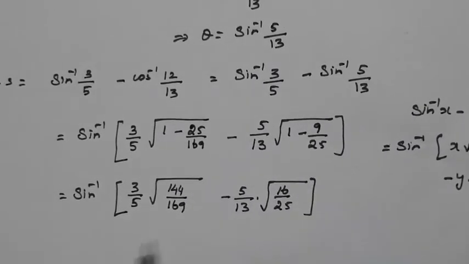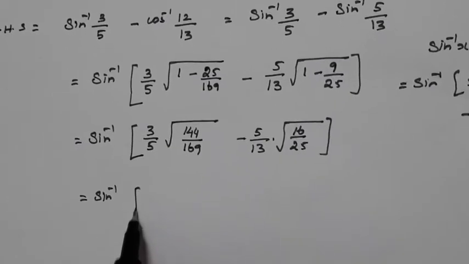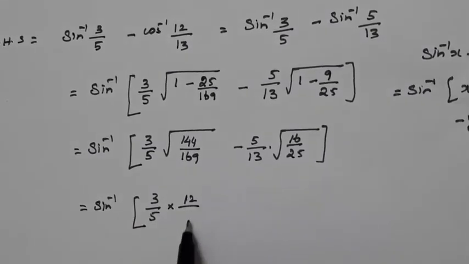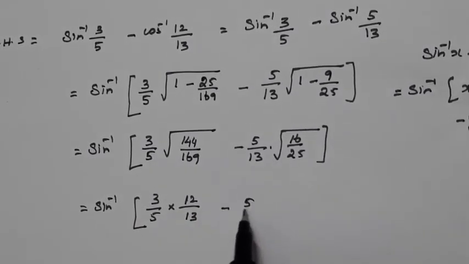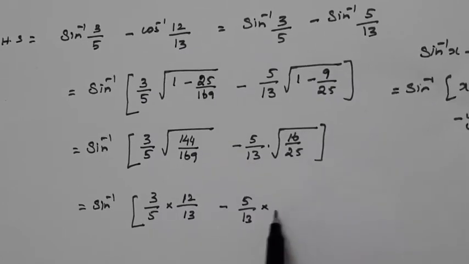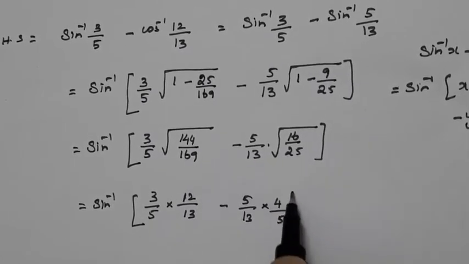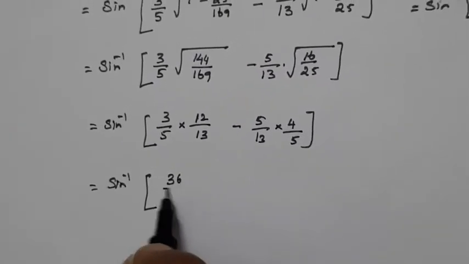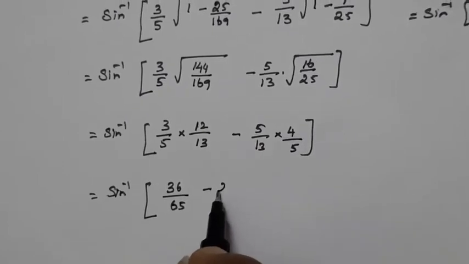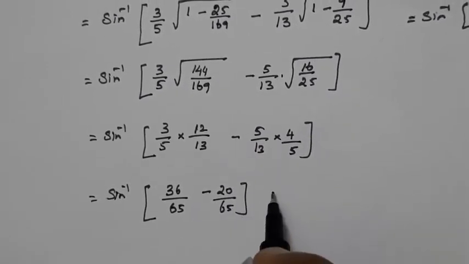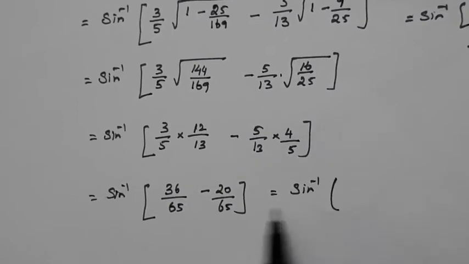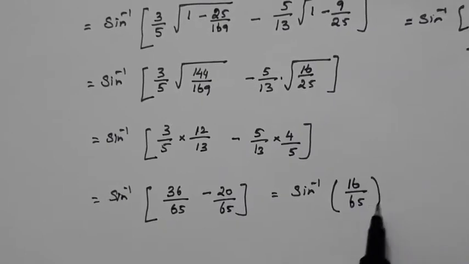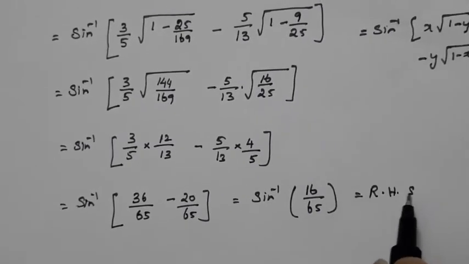So that is equal to sin inverse of 3 by 5 into square root of 144 is 12 and that of 169 is 13, minus 5 by 13 into 16, square root is 4 and square root of 25 is 5. Okay. Now that is nothing but sin inverse of 36 by 65 minus 20 by 65. Okay. So that is equal to sin inverse of, as the denominators are same, 36 minus 20 is 16 divided by 65, which is nothing but our right hand side.